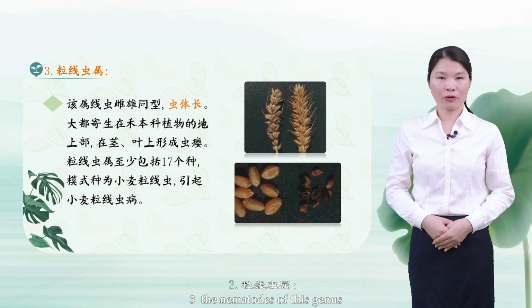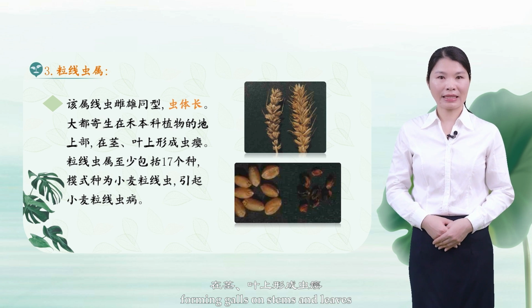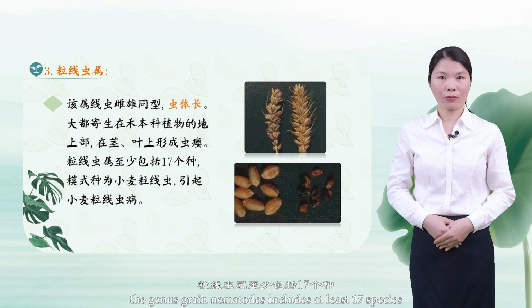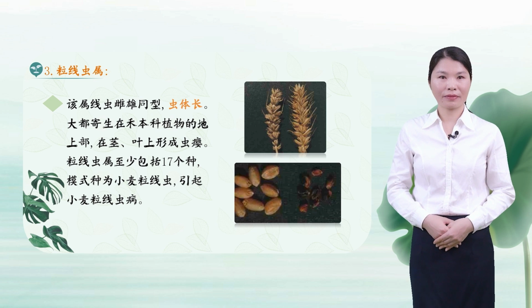3. Grain nematodes. The nematodes of this genus are hermaphroditic, long, and mostly parasitic on the above-ground parts of grasses, forming galls on stems and leaves. The genus of grain nematodes includes at least 17 species. The type species is wheat grain nematode, which causes wheat grain nematode disease.